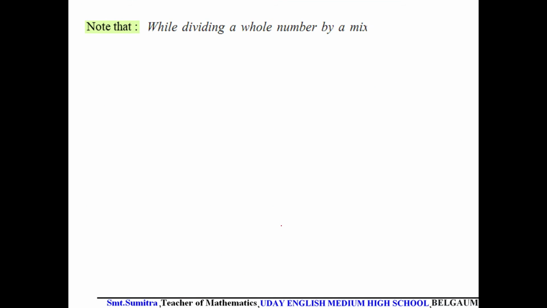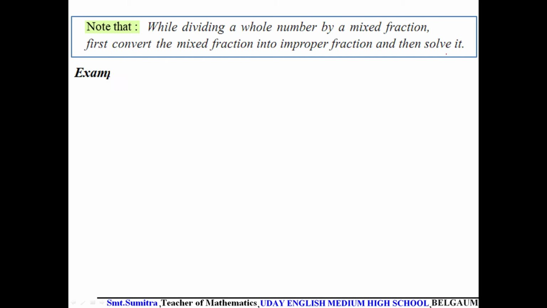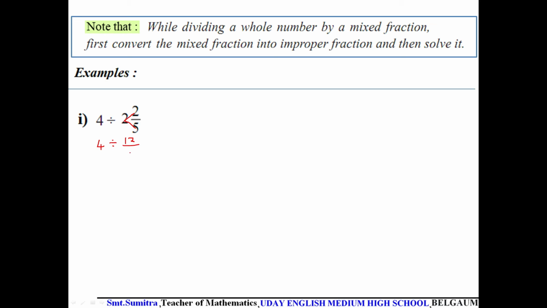Note that while dividing a whole number by a mixed fraction, convert the mixed fraction into an improper fraction, then we multiply, then we calculate. Let us see. 4 divided by 2 integer 2 by 5. Here this is 4 divided by 5 2s are 10, 10 plus 2 it is 12, 12 divided by 5. I'll write neatly. 4 divided by 5 2s are 10, 10 plus 2, 12 divided by 5.